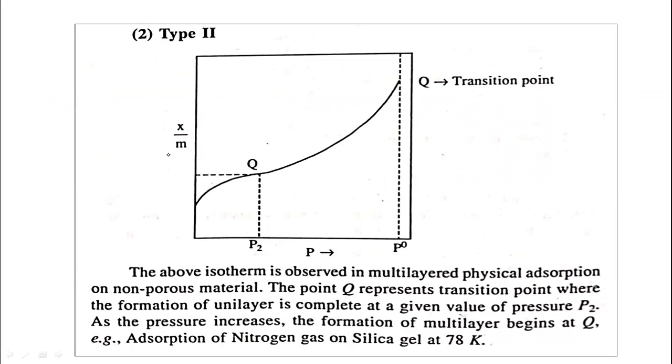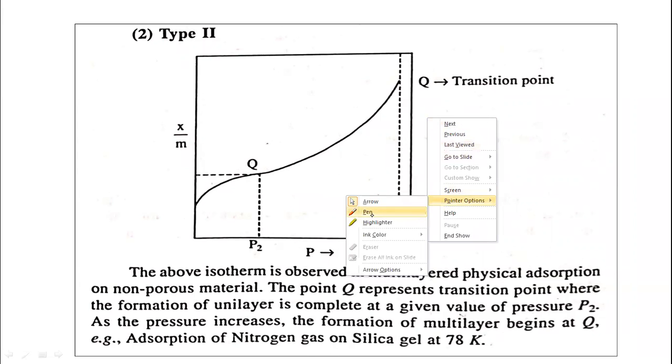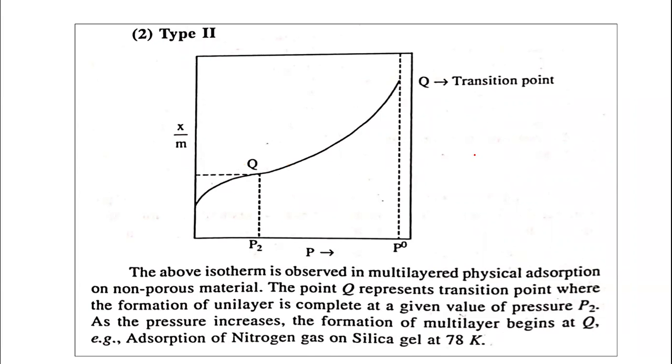Let us see now type second. Here the variation is somewhat different. Once again this is the graph of x upon m versus pressure. You can see here in the type second adsorption isotherm, this isotherm is observed in the multi-layer physical adsorption process. It means the number of layers becomes more and more. For example, see here, this is the surface of the adsorbent, and such layers are formed on the surface of the adsorbent. This is the first layer, then the second layer like this. In this way, the layers keep repeating onto the surface of the adsorbent. So there is a formation of the multi-layer. So it is a multi-layered physical adsorption process.